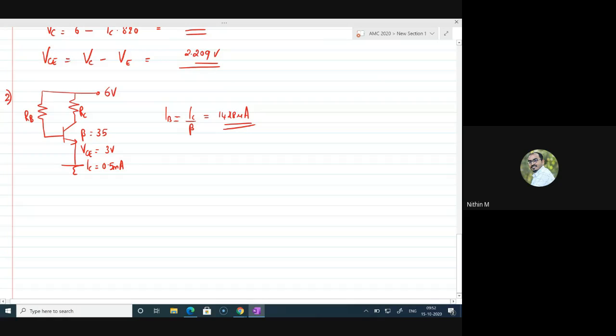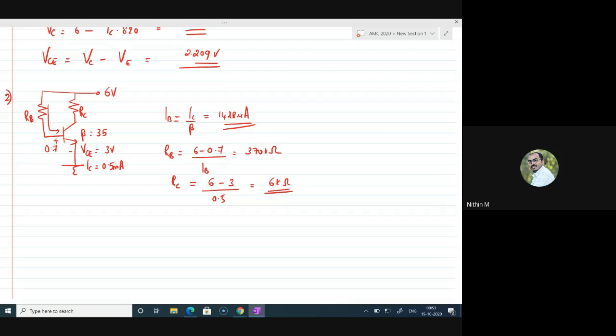Now once IB is known, IB is the current flowing like this. If that is known, and we know that if this is forward biased, this will be 0.7, so I can find RB. RB is 6 minus 0.7 divided by this IB value, which gives you 370K. Now VCE is known and IC is known, so you can find RC. RC is 6 minus VCE, which is 3, divided by IC, which is 0.5. 3 by 0.5 is 6 kilo ohms. This is your RC, right? So this is how we solve DC problems.